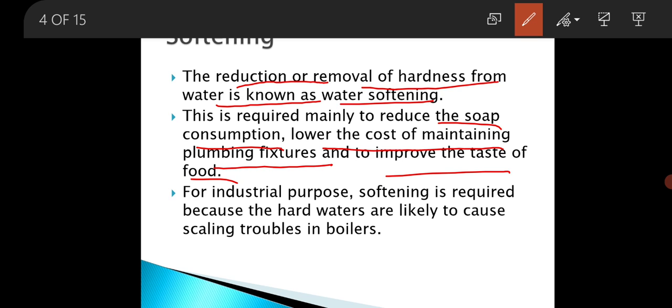But for industrial supplies, softening is more important because hard water is likely to cause scaling troubles in boilers.